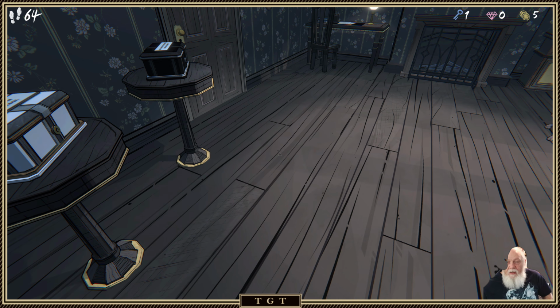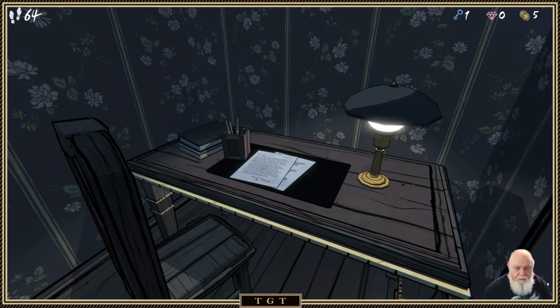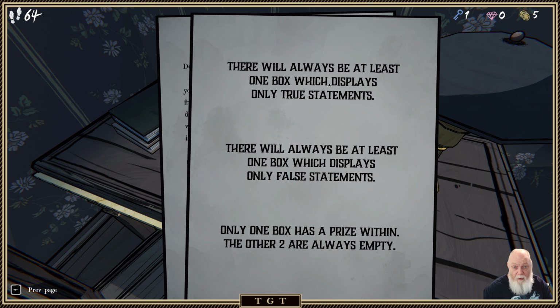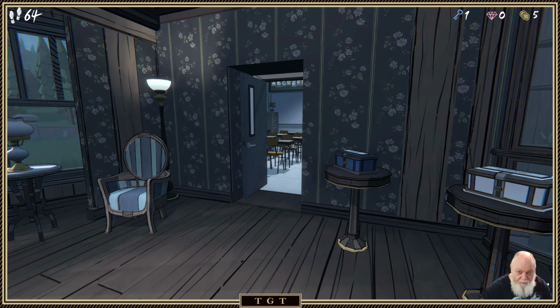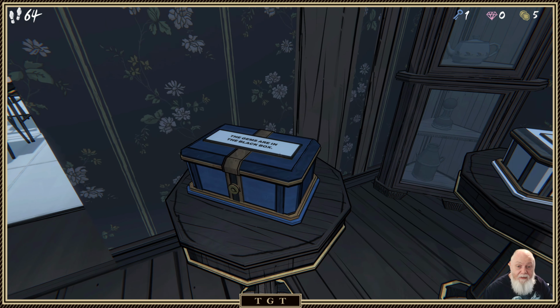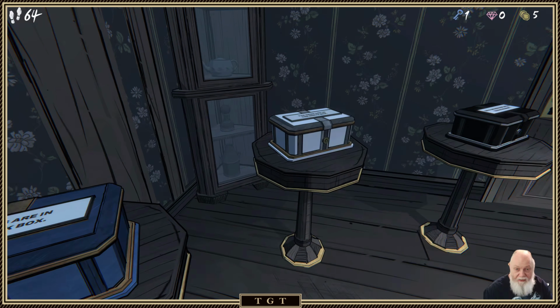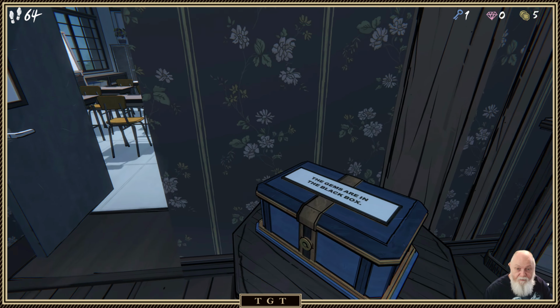All right, sorry about that. Okay, per the stated rules of the parlor, which if you don't recall are right here: there will always be at least one box which displays only true statements. There will always be at least one box which displays only false statements. Only one box has a prize within, the other 2 are always empty, right? So those are the standing rules of the parlor. With that in mind, at least one of these boxes has to be false. One of them has to be true, one of them has to be false, and then the third box could be either true or false and still be within the rules of the game.